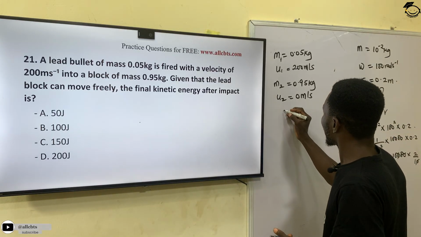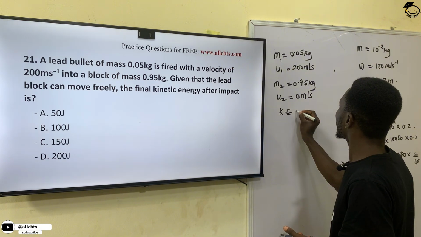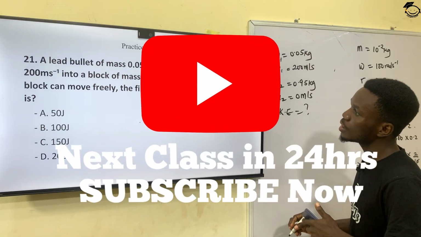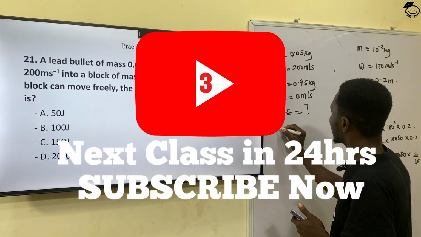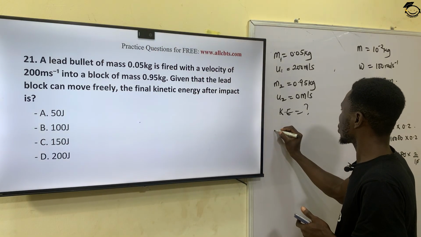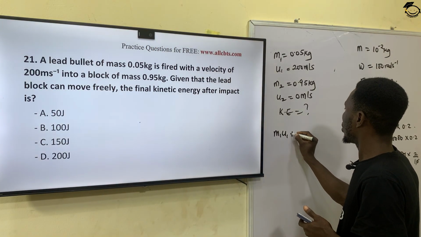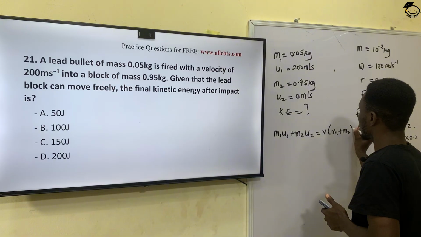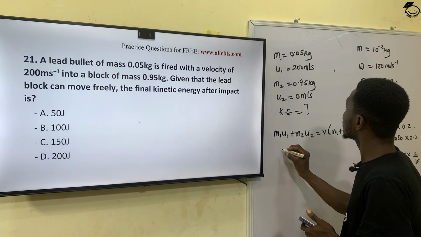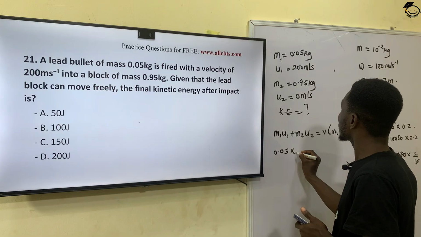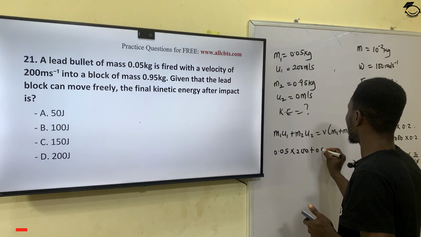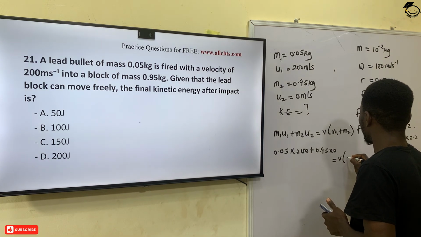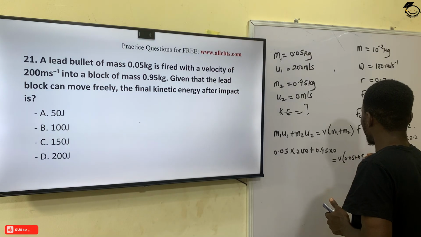So we are looking for the final kinetic energy, Ke. We do not know it, and for us to find Ke, we have to find the velocity with which they move together. So we know that the momentum before collision is equal to momentum after collision. So I have m1u1 plus m2u2 is equal to v open bracket m1 plus m2. So here I'll have 0.05 times 200 plus 0.95 times 0 is equal to v open bracket 0.05 plus 0.95.